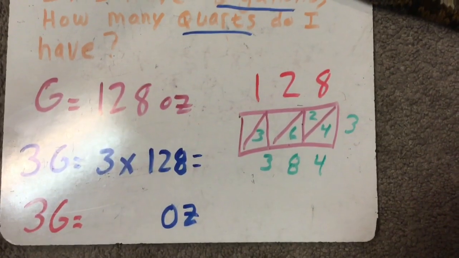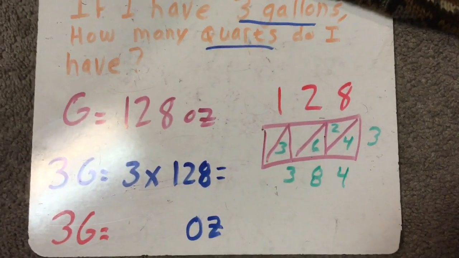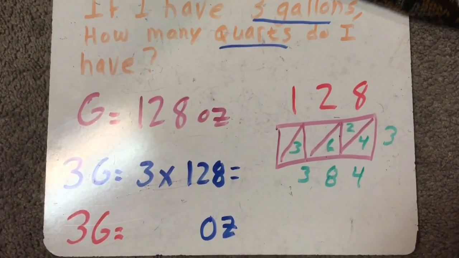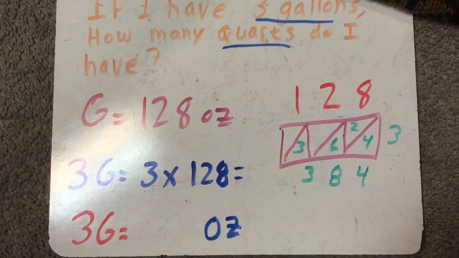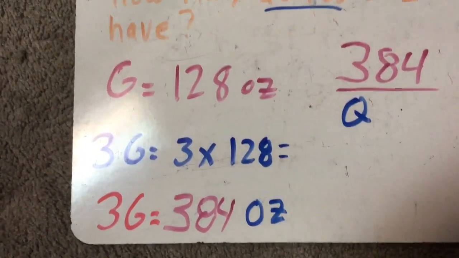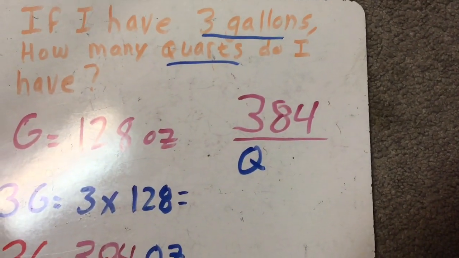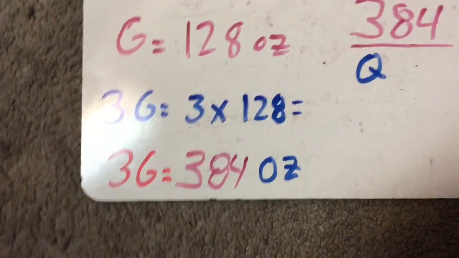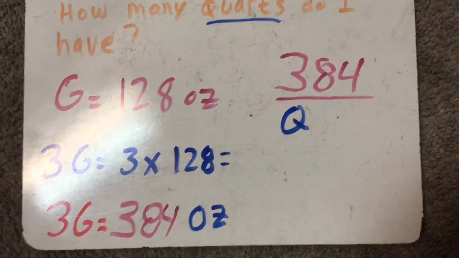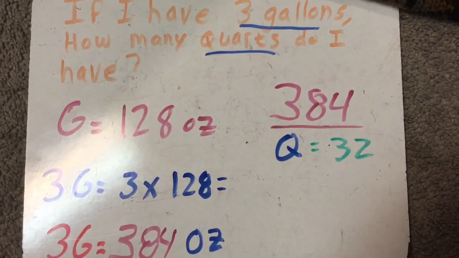Well, I'm using my lattice. There's my answer. Looks like 384 ounces. 384 ounces in 3 gallons of milk. Okay, so I have 384 ounces. That's the amount in gallons. I want to know how many quarts that is. So I'm going to take the 384 ounces and divide that by the ounces in each quart. Okay, so each quart is 32 ounces.